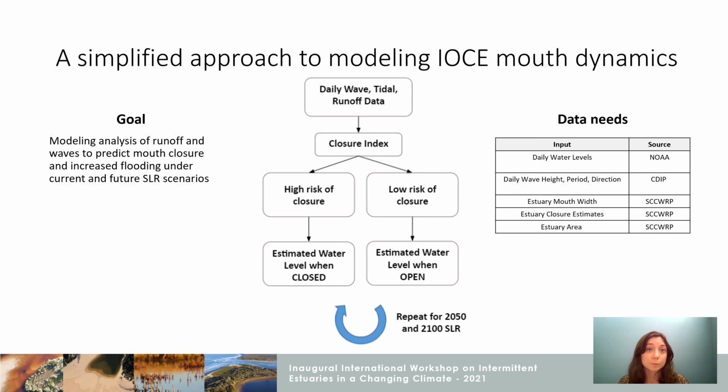We used about 20 years worth of data. We used NOAA tide level data, wave data, and modeled watershed runoff data from the Southern California Coastal Water Research Project. Now, to predict future closure indices, we created a synthetic daily time series based on these data inputs by manipulating wave and tidal inputs to reflect sea level rise projections of 0.6 meters for 2050 and 1.7 meters of sea level rise for 2100.